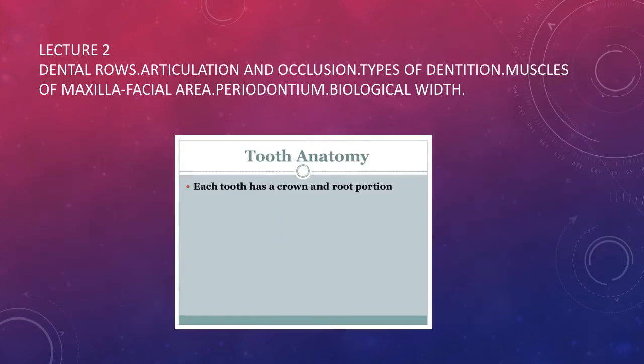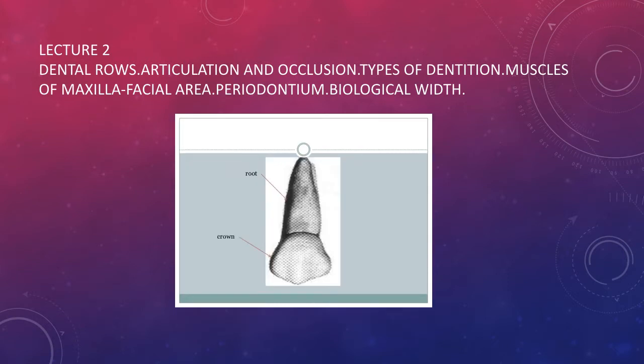And today, you know, each tooth has a crown and root portion. You can look on this photo at which parts our tooth consists of. It is the crown. All teeth have a crown, root and cervical part. And you know, frontal teeth have only one root, but posterior teeth, premolars and molars, have two or three roots. It depends on which tooth it is.